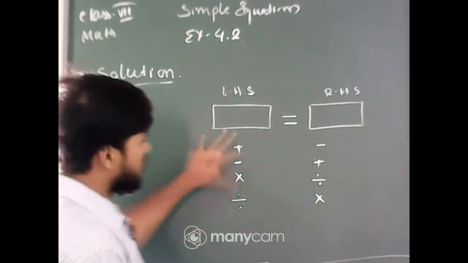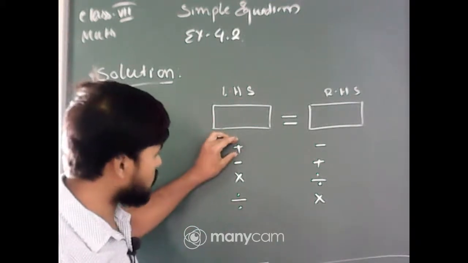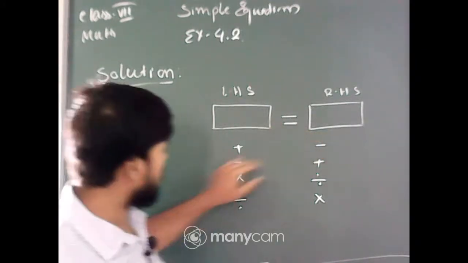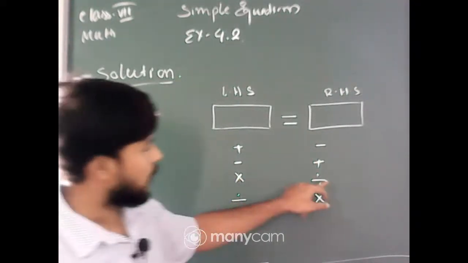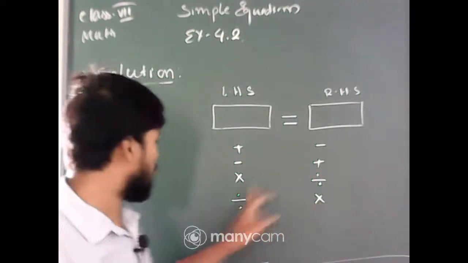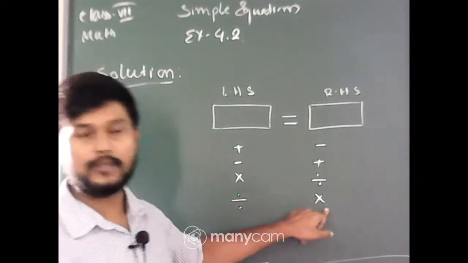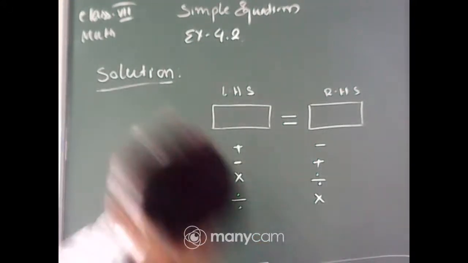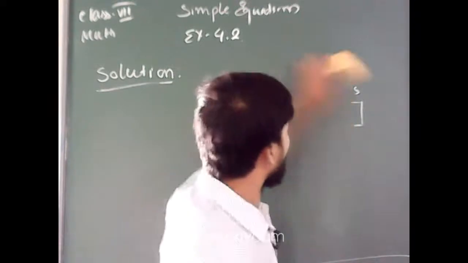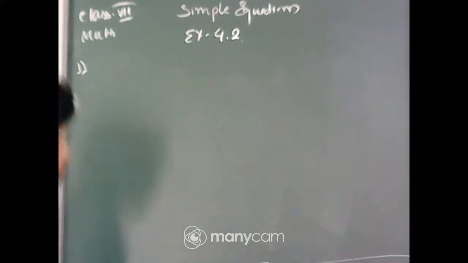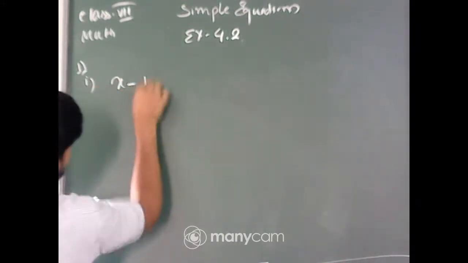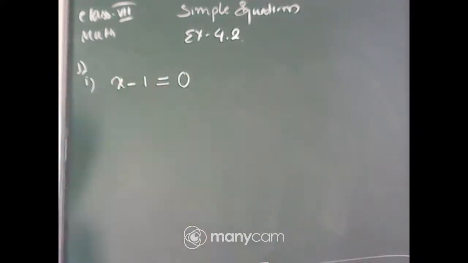Okay, so these are the basic rules. Remember: if it is plus, then it will be negative. If it is negative, it will be positive. If it is multiplication, on the right hand side it will be division, and if it is division, on the right hand side it will be multiplication. Okay, but here we have to solve the equation and we have to mention the first step. So look, the first equation is x minus 1 is equal to 0. So to solve this equation, we have to first write the first step.